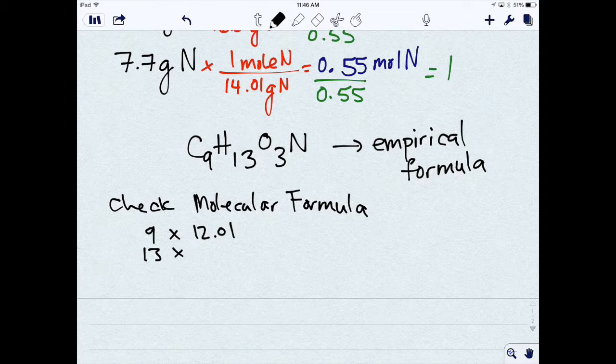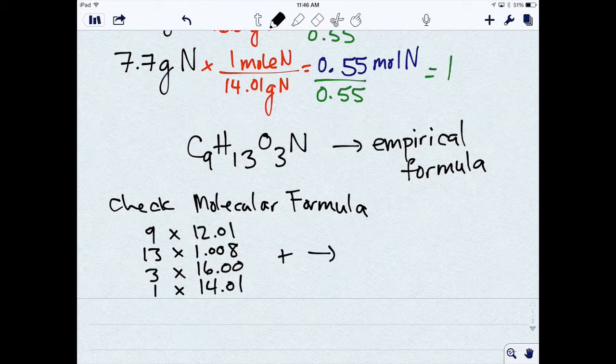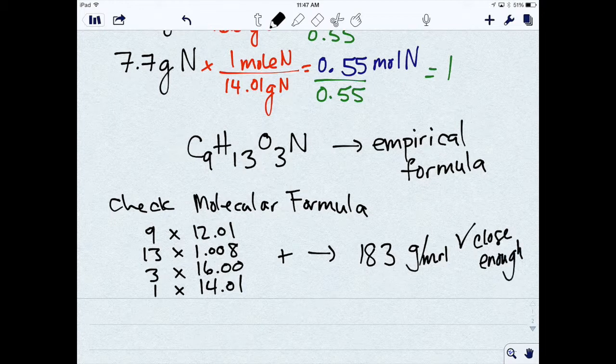We have 9 carbons, so that will be 9 times 12.01, the atomic mass unit amount on the periodic table. 13 times 1.008, 3 times 16, and 1 times 14.01. Add up all of those multiplication things together, and we're going to get something around, my calculator looks like 183 for the molar mass of this compound. That's about 180, so I say this is our molecular formula. Check. This is close enough.